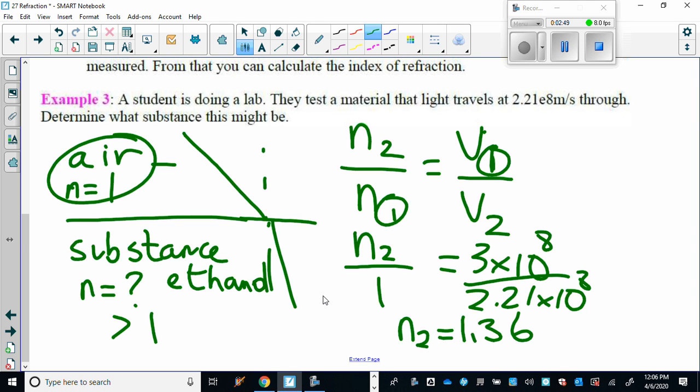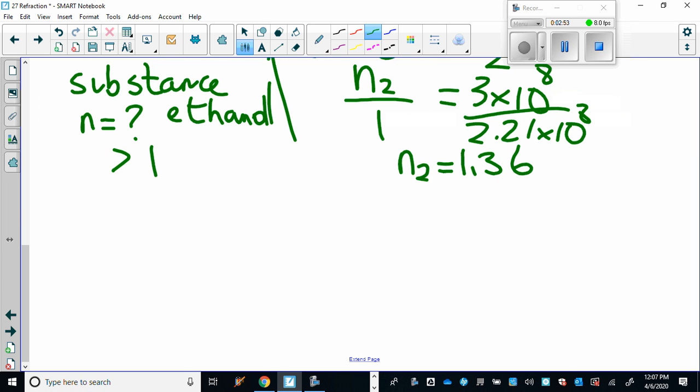Okay, and then one more thing that I'd like to go over just before we finish this is the value of N. And one way that you can determine N, this formula is not on your formula sheet, but N really is the speed of light divided by the velocity with which the light travels through the substance. So we know the N value for water is 1.33.